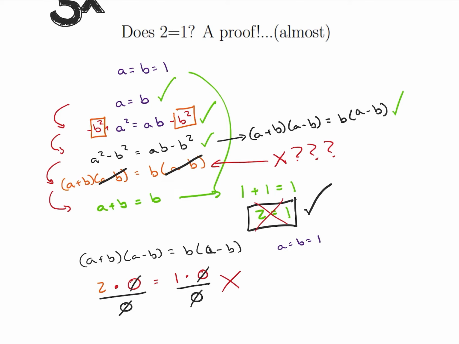This is a fun one to show your friends if they're into math and see if they can figure out where you're doing something wrong. And obviously, right here is where we're doing that illegal step, where we crossed out that a minus b from both sides because we were dividing out that 0.